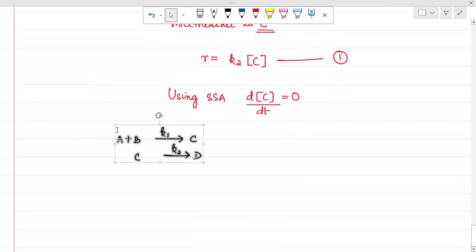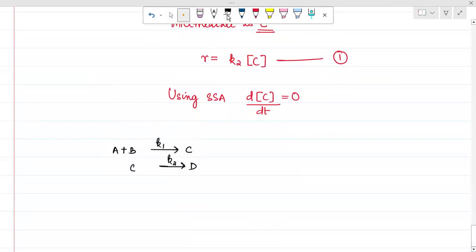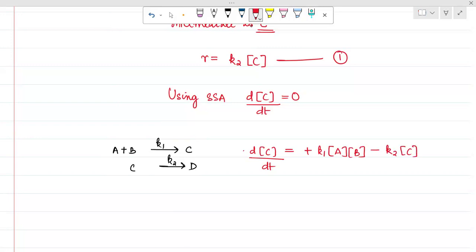Now we won't be writing step by step. We know the concept. So we need to know the formations and the disappearances of C. In the first step, it is being formed, so it is plus: K1, the reactants are A into B. In the next step, it is disappearing, so minus K2 into C. Correct. And this is equal to 0, from the steady state approximation.